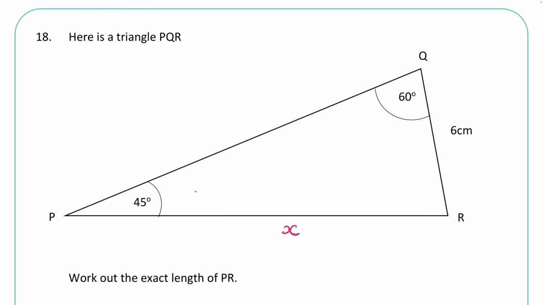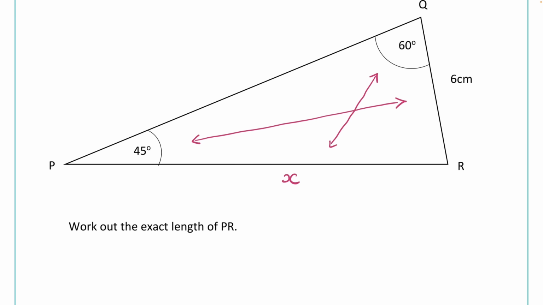So to do that, we'll check pairs of opposites. So there's a pair of opposites here, and there is a pair of opposites here, obviously with the one unknown, and that gives us a massive hint that this is going to be using the sine rule. Now the sine rule for side lengths is a over sine A is equal to b over sine B.